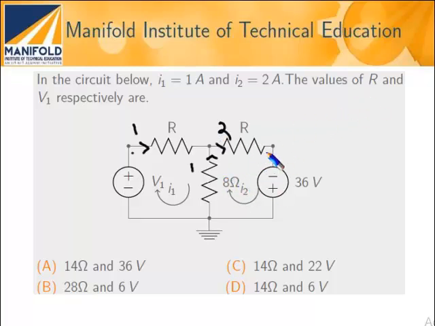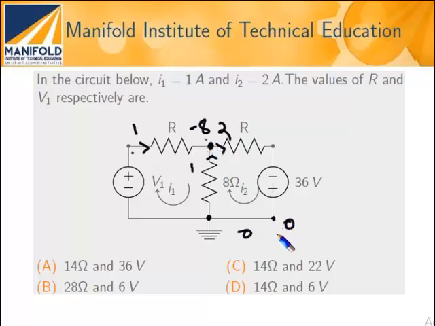Now the question is, I need to find the value of R and V1. That is what I am going to find out. So again, I'll take this as 0. So this must be minus 8, because here 0 is higher potential, because we have taken that current flows in this direction. So if this is 1, the potential drop across the 8 ohm resistor will be 8 times 1, which is 8 volt. So if this is 0, this must be minus 8.